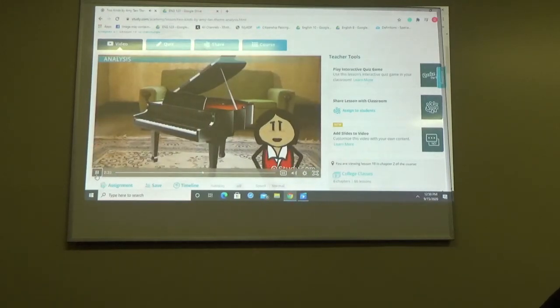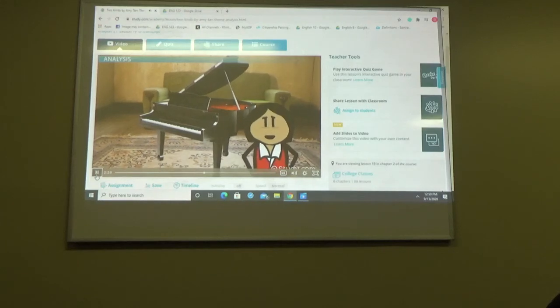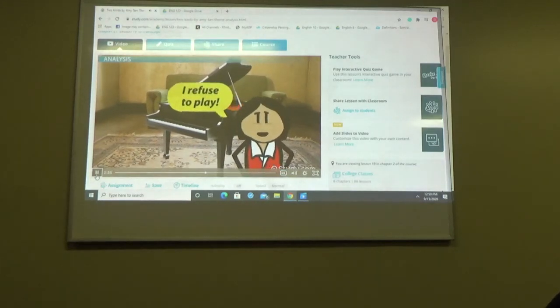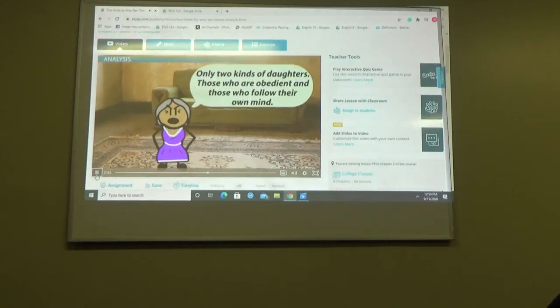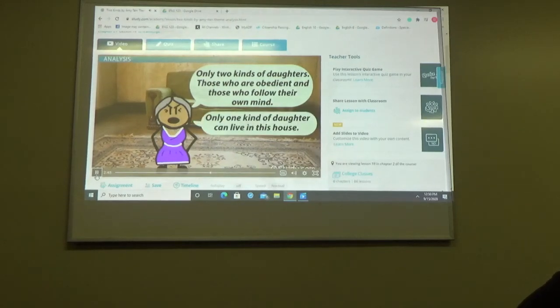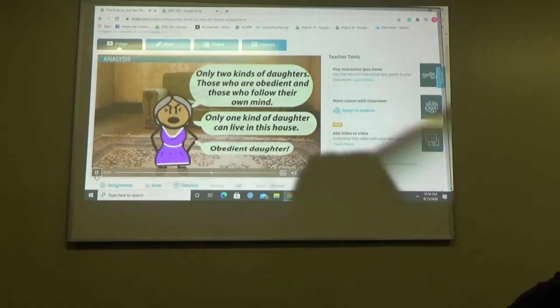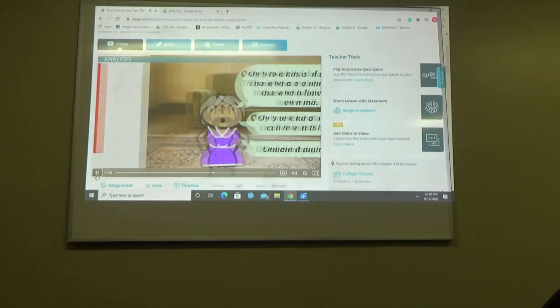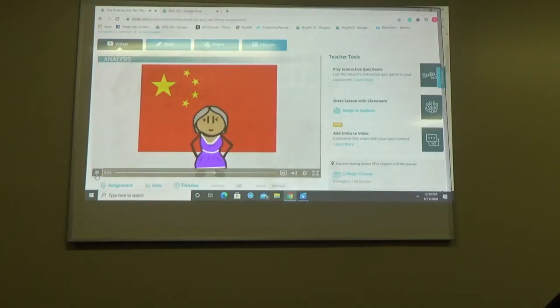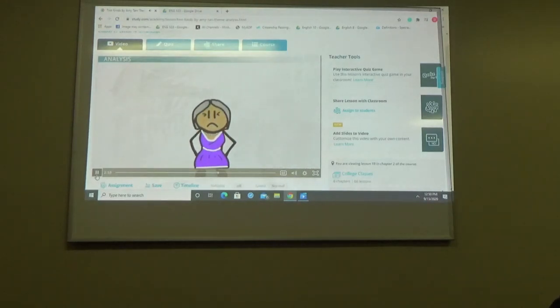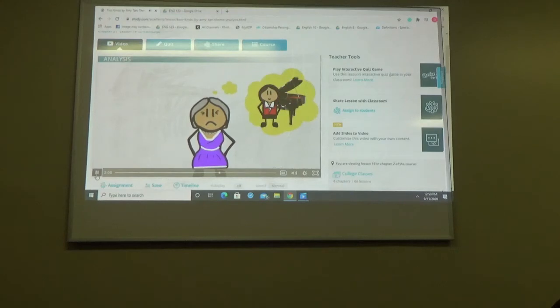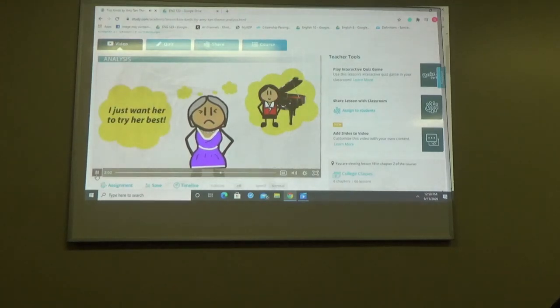Two Kinds is significant as a title because at a tense point in the story when Jing Mei refuses to play the piano, Suyin tells her that there are only 2 kinds of daughters, those who are obedient and those who follow their own mind. Only one kind of daughter can live in this house, obedient daughter. As a Chinese immigrant, Suyin values obedience. Jing Mei's perceived lack of musical talent was not her mother's biggest disappointment, but rather her failure to honor her mother's wishes by trying her best and making a commitment to improve.